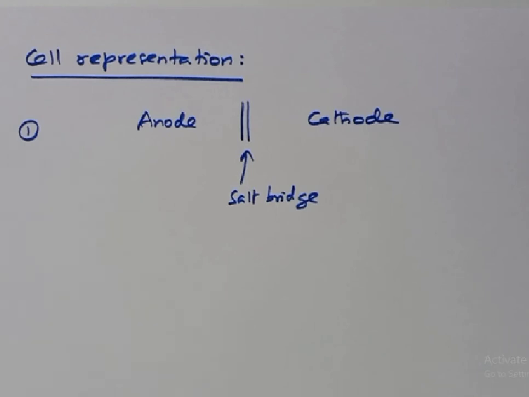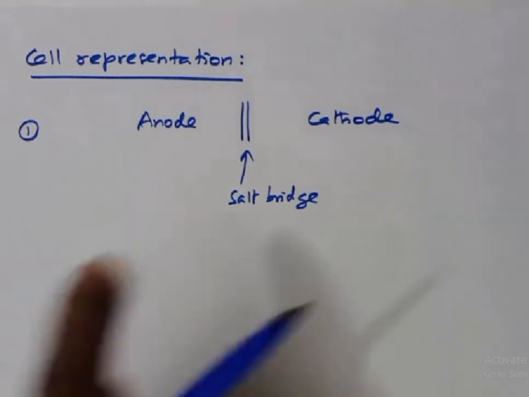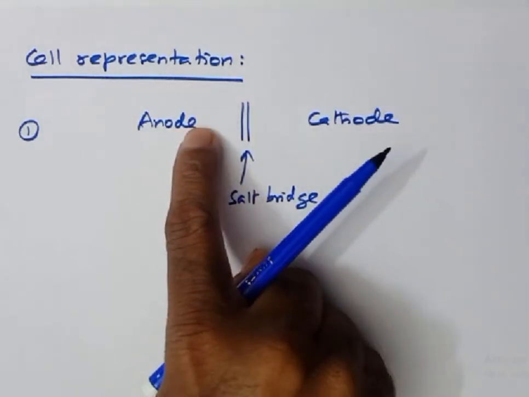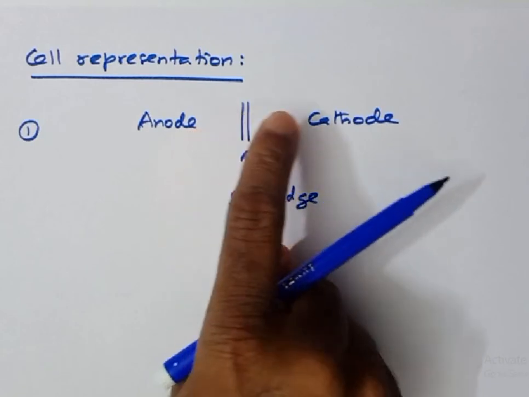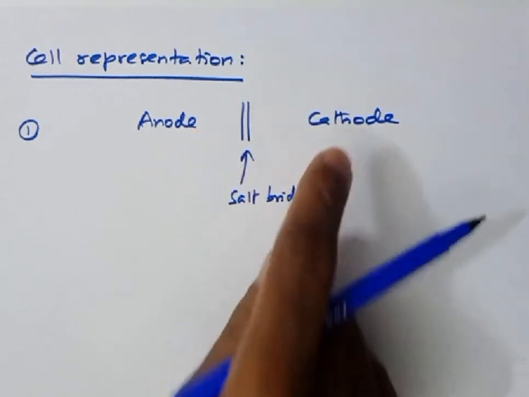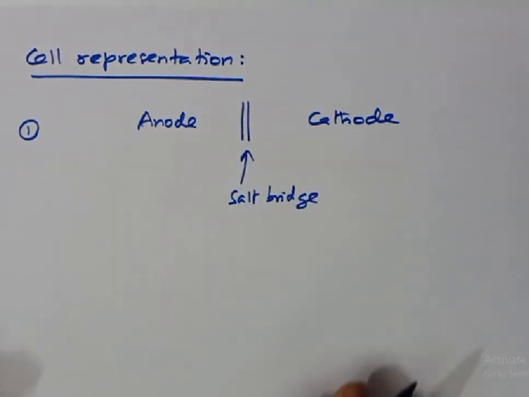If you want to represent a cell on paper, first put a salt bridge. On the left-hand side always write the anode, and on the right-hand side you should always write the cathode. This is the first point.